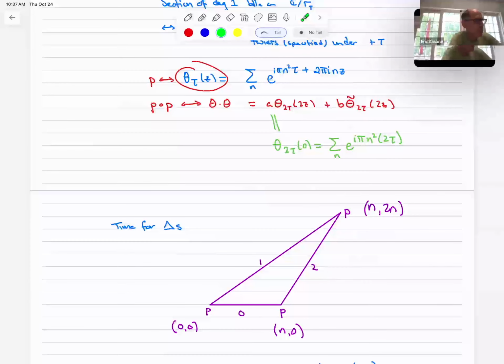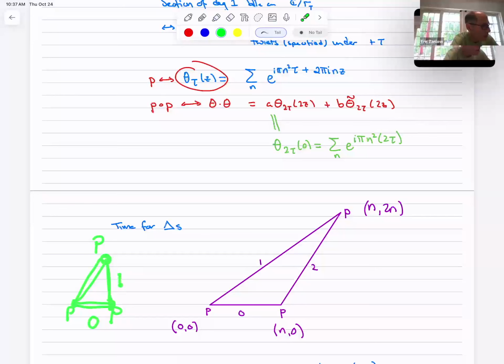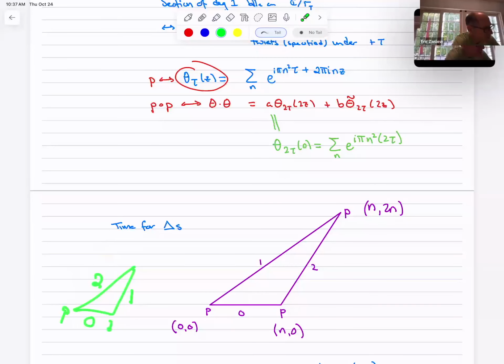Okay, so now let's count those triangles. I need a PPP triangle because my boundary condition is to look at the pth entry in the composition of P with P. It means that my triangle must have vertices at lattice points and have slopes 0, 1, and 2. Oh, sorry, that's a bad picture. Slopes 0, 1, and 2: P, P, P. So what are all the possible triangles like that? I've drawn them here: slope 0, slope 2, slope 1.